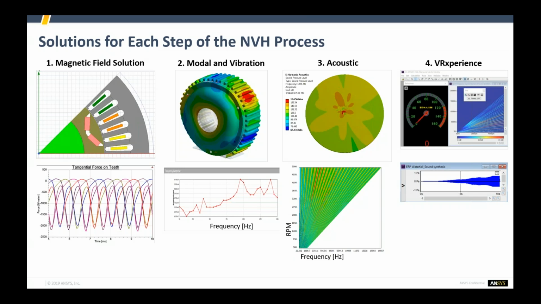The second, the structural simulation part, is for modal and vibration. So the structural simulation and design incorporating all forces basically. Then the third would be acoustic representations of the radiating vibrational noise. And then the fourth would be the experience of the resulting acoustic audio. So we can basically replicate exactly what you are going to be hearing from the electric machine from our software.